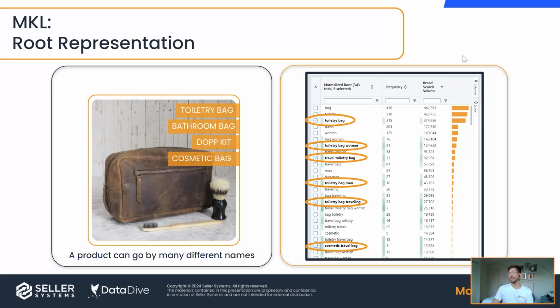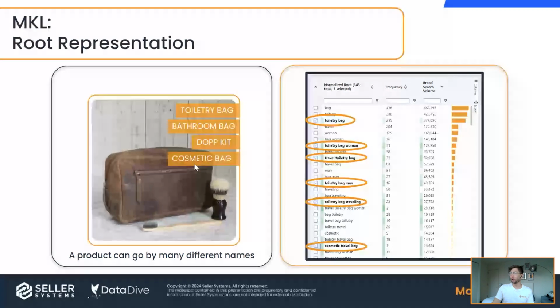But just so you can see here, we're selling this product, which is a toiletry. And if you don't know, there's many different ways that people can search for a toiletry bag. Obviously, you have toiletry bag, you have bathroom bag. A less common way, but still getting thousands of searches a month, is called a DOP kit. I didn't even know that before seeing the report for this product, as well as a cosmetic bag. A product can go by many different names.